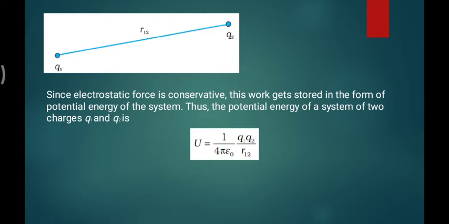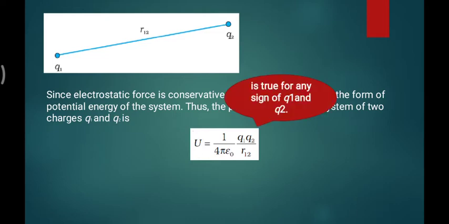V is equal to U by Q, or U is equal to V times Q. This is nothing but V times Q. We already saw this V earlier in the previous slide also. But yes, the potential energy is equal to 1 upon 4 pi epsilon 0, Q1 Q2 upon R12, for whatever system of charges you have. There is R12, there is no square. That is an important part. This is true for all kinds of charges.